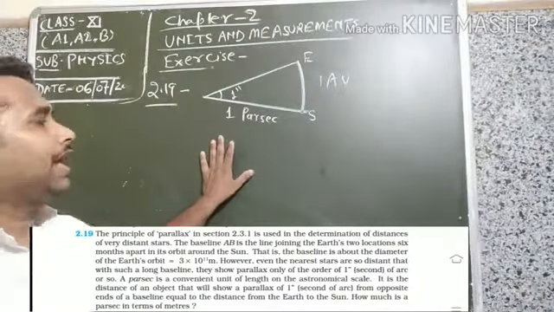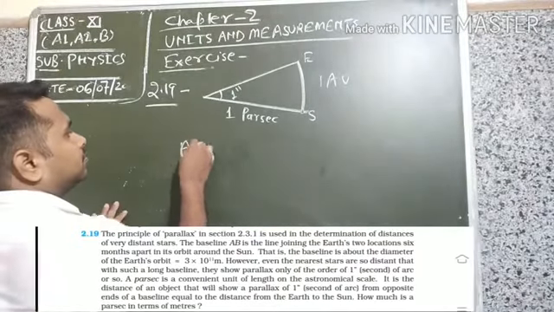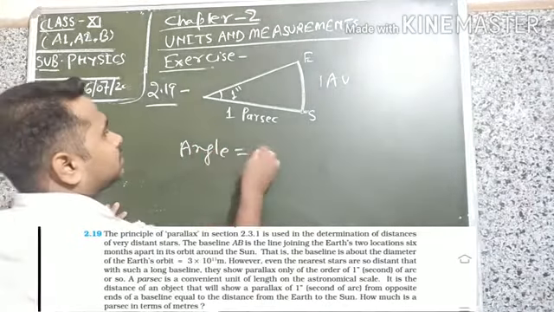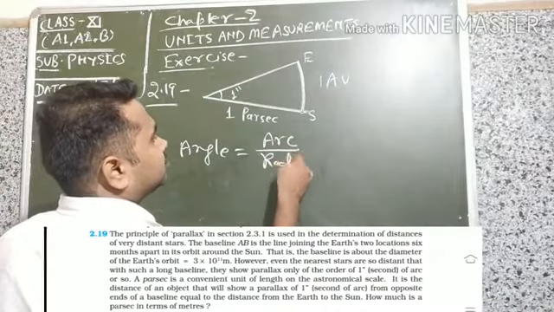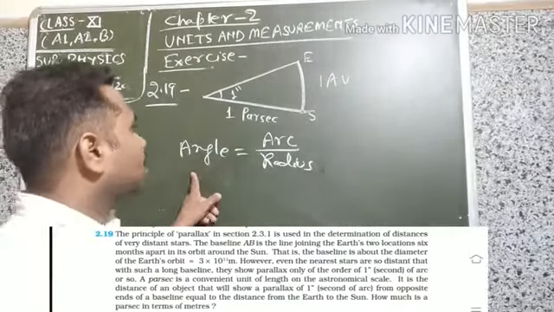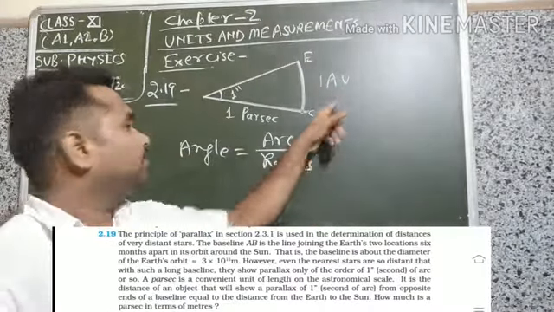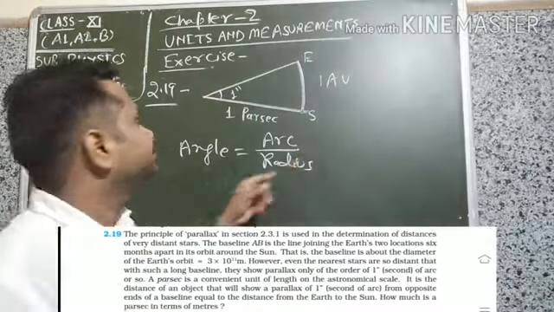So you know that the angle equals arc upon radius. Using angle equals arc upon radius, angle is 1 second, arc equals 1 AU. We have to find this radius, meaning the value of 1 parsec.